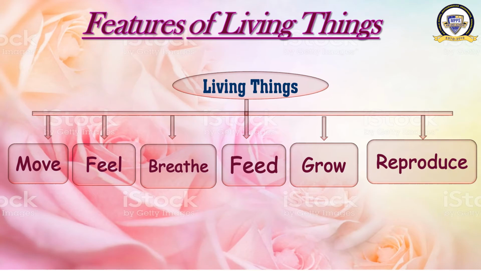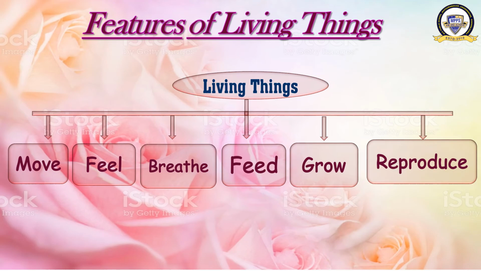But if you touch the leaves of the touch-me-not plant, what will happen? It will not pull back, but its leaves will be folded. That is feeling and reaction in living things. The third feature is that living things breathe. Only living things can breathe. Non-living things cannot breathe, and there are different parts of the body they use to breathe.